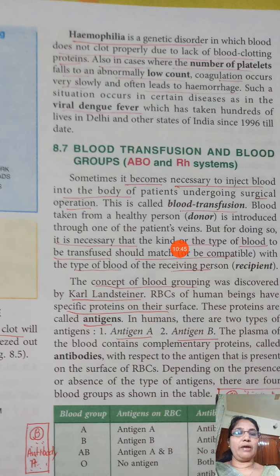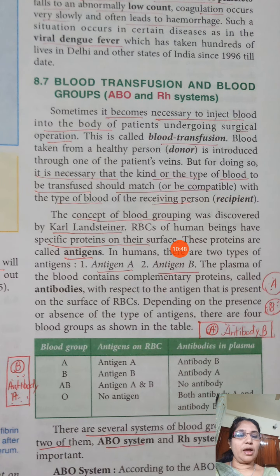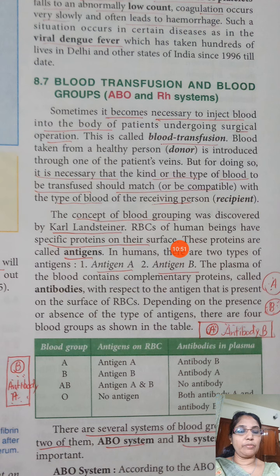Then again we have to learn about blood transfusion. At the time of accidents or operations, sometimes a person loses a lot of blood. In such cases, the person may need blood from another person. Receiving blood from a donor by a recipient is known as blood transfusion. Look here. When blood is transfused, a matching should be there. A compatibility must be there between both persons.